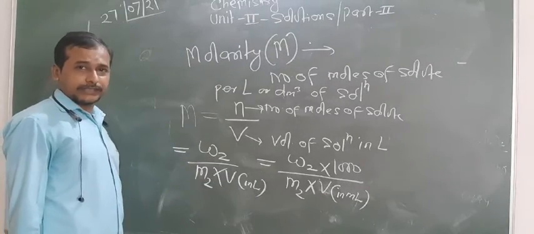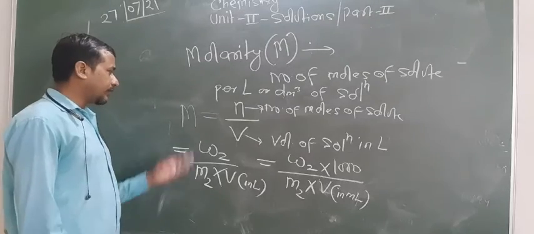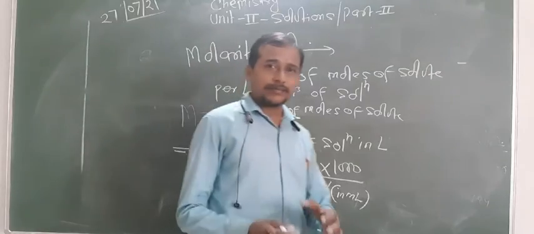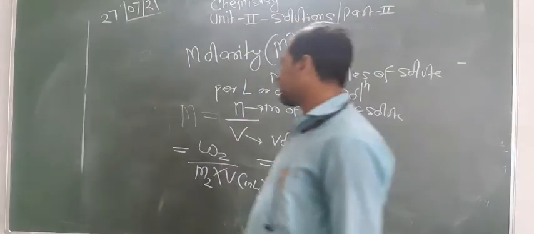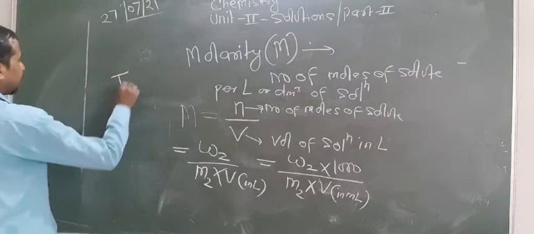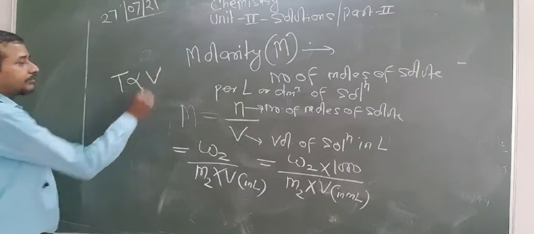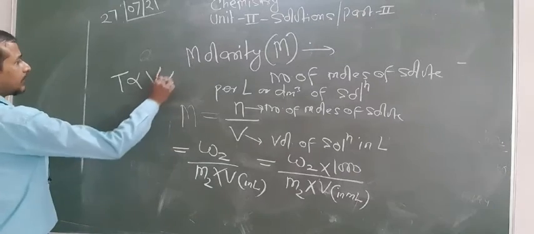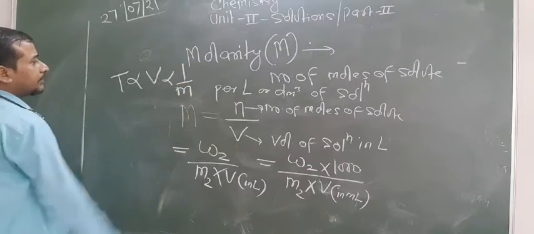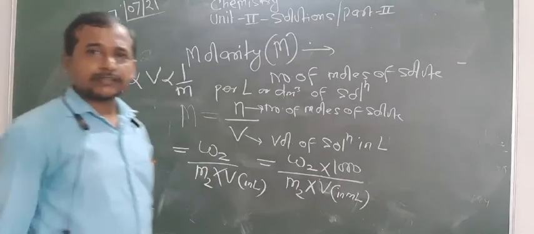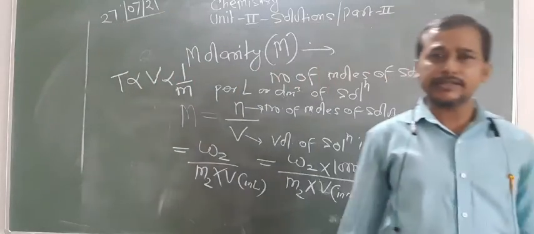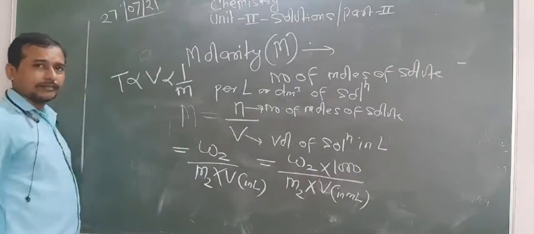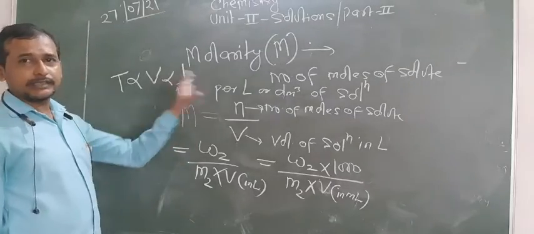What is the effect of temperature on the molarity? So first of all, focus here. Molarity is inversely proportional to volume, and we know that temperature affects the volume. So temperature is directly proportional to the volume. In that condition, volume is inversely proportional to the molarity. So we can say that the temperature is inversely proportional to the molarity. That means the more the temperature, the less will be the molarity. Are you getting this point or not? So molarity decreases with increase in temperature.